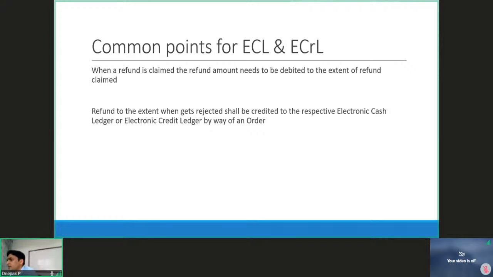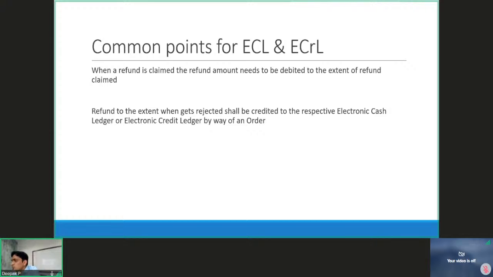So IGST liability can be set off from IGST credit first, then CGST credit, SGST credit in this order. Correct. You're right. IGST liability can be offset from the IGST credit first, then CGST or SGST, whichever. Earlier there were orders saying that IGST, then CGST and SGST. Now there is no order. IGST should be fully utilized. Then you can utilize CGST or SGST in any proportion. That is permitted.